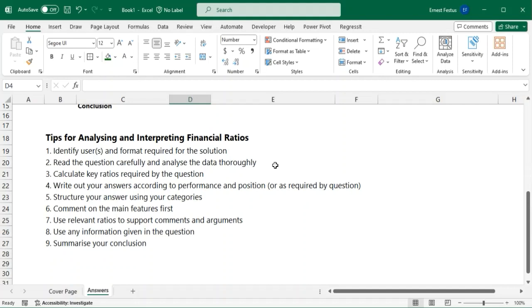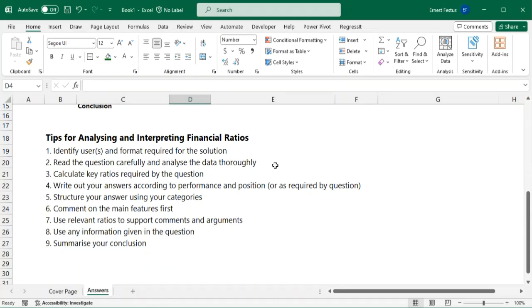The third one is to calculate key ratios required by the question. As I already said, it's not every ratio that you calculate in the exam. The exam will specify the ratios to calculate. Even if it doesn't specify, the data given to you, or the information given to you, gives you a clue as to which of the ratios to calculate.